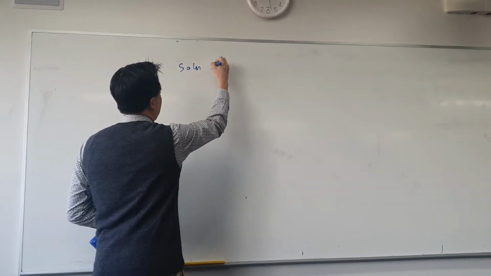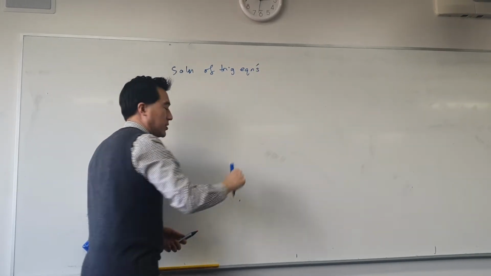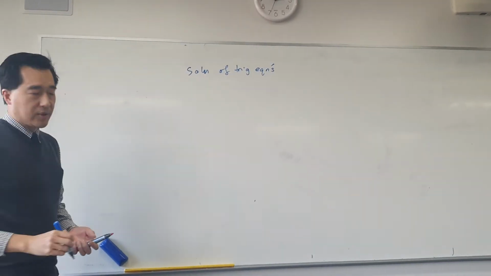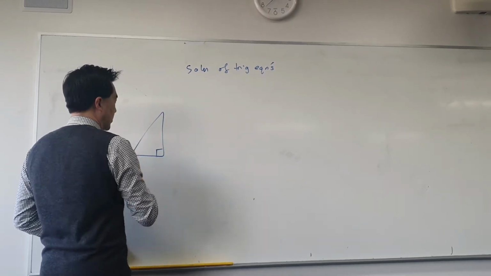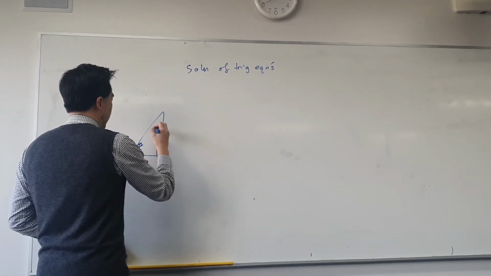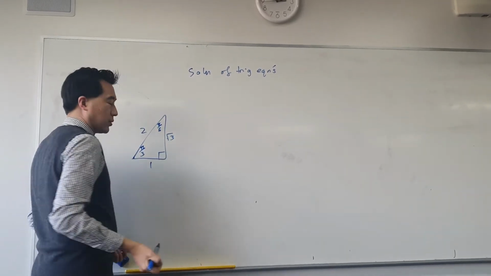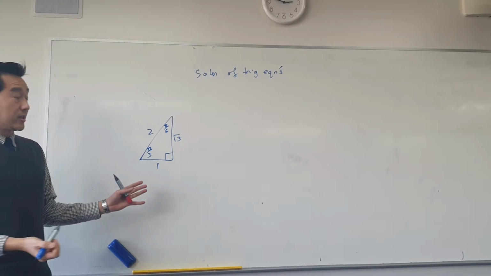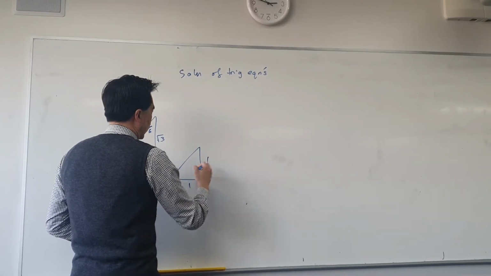Solution of trig equations is actually working backwards. So now you go back to the original two triangles that we had, remembering, if you can do it off the top of your head, pi on 3 is down here, pi on 6 is up here, with sides 3, 1, and 2. What you're actually finding is the angle this time.